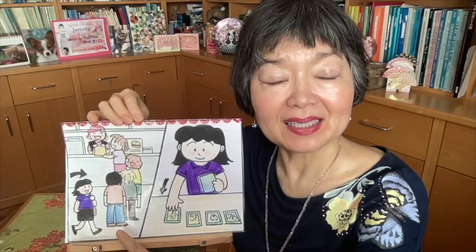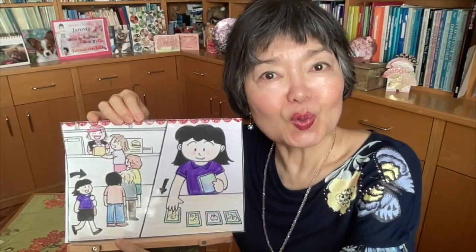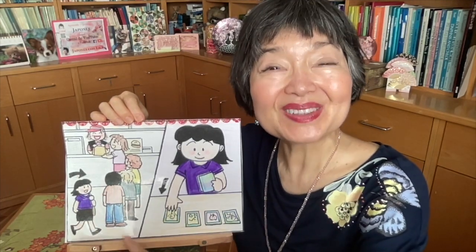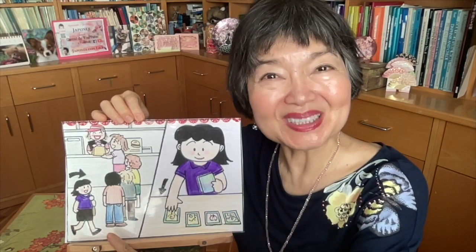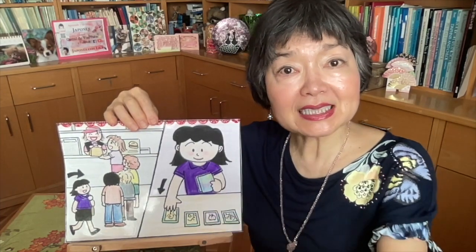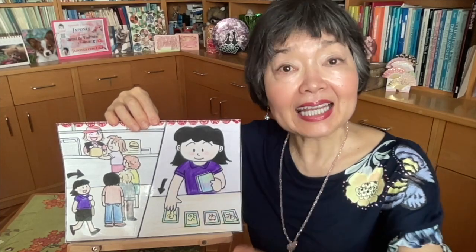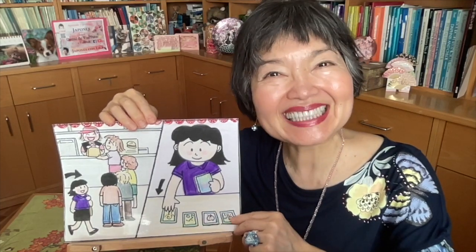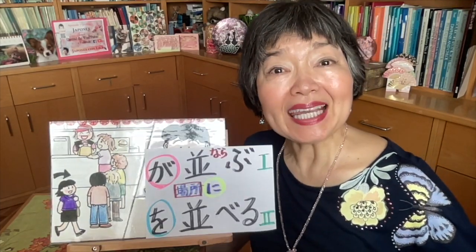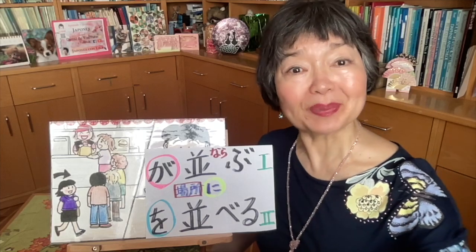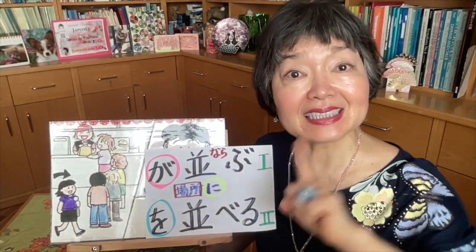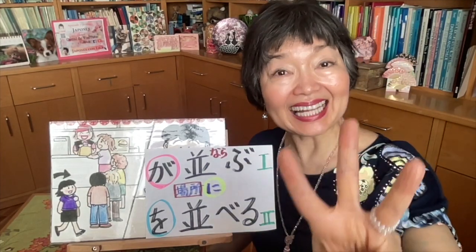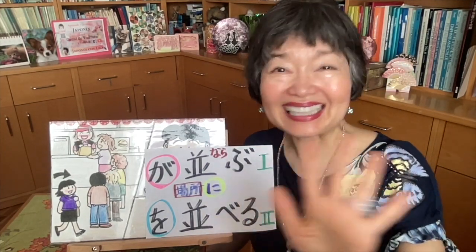I must wait in a queue. In this case, I myself line up in a queue. So this is intransitive, jidoshi. But here, I put something in order. I line up something in order. So here we use tadoshi, transitive verbs. To wait in a line or to queue up. Narabu. This is group 1. Narabimasu. Narabu. Narande. Naranda. Narabanai.